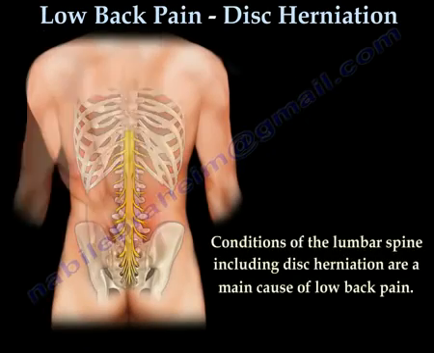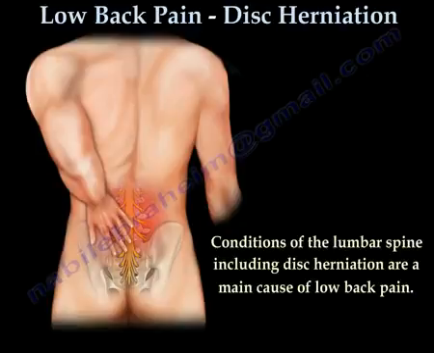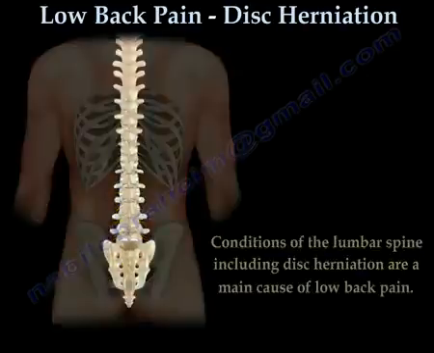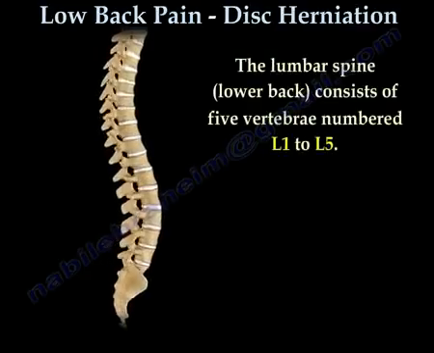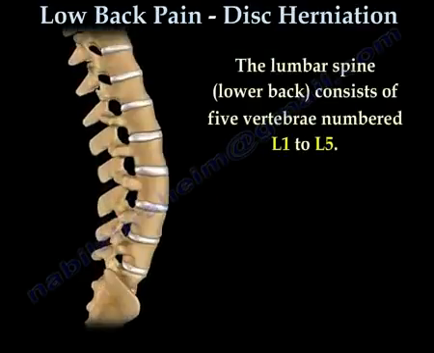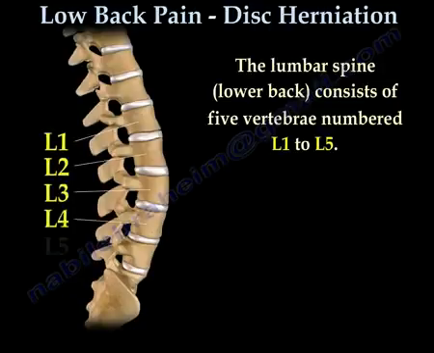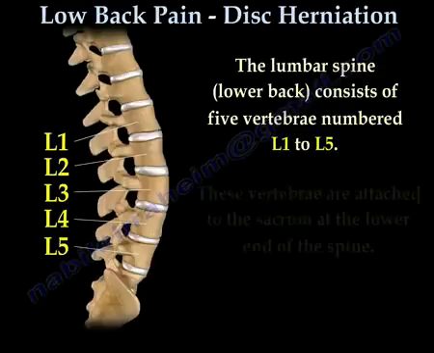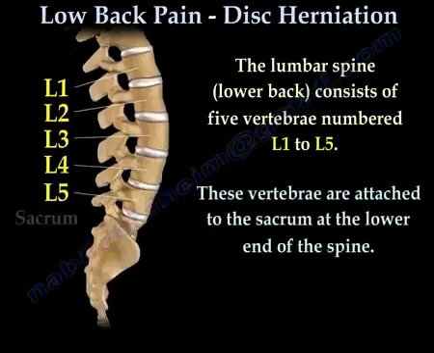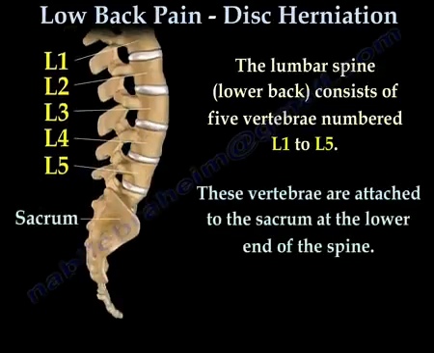Different conditions of the lumbar spine, including disc herniation, are the main cause of low back pain. The lumbar spine, which is the lower back, consists of 5 vertebrae. We call them L1, L2, L3, L4, and L5. These vertebrae are attached to the sacrum, the tailbone, at the lower end of the spine.